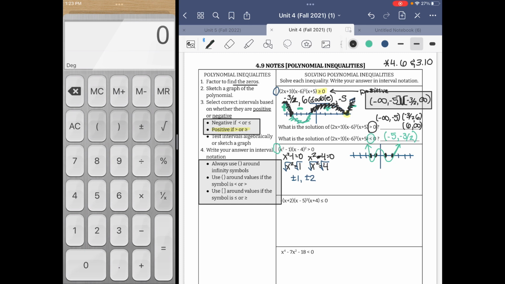Okay, so now I'm going to go through. This one's positive, this one's positive, and the one on the right is positive. But the 2 in between are both negative because that's where it goes below. And since this one is greater than 0, I want the positives.